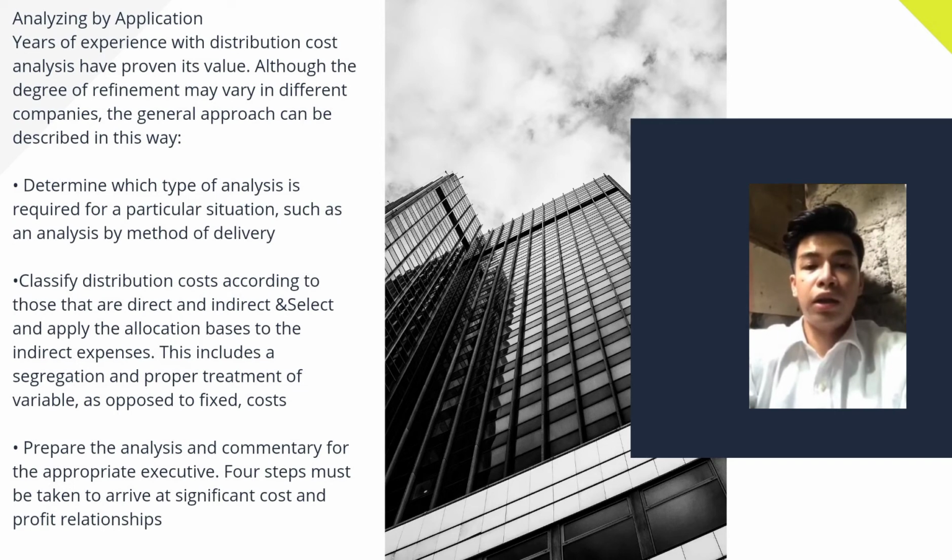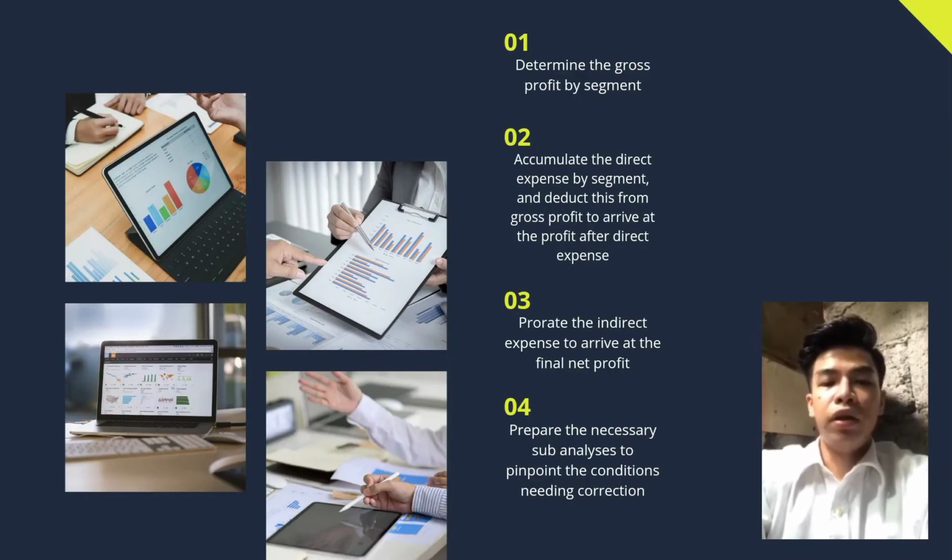Prepare the analysis and commentary for the appropriate executive. First step must be taken to arrive at significant cost and profit relationships. Determine the gross profit by segment. Alamin ang kabuuang kita ayon sa pagkakaiba. Calculate the direct expense by segment and deduct it from the gross profit to arrive at the profit after direct expense. Ipunin ang direct expense at ibawas sa kabuuang kita upang malaman ang kita after ng direct expense.